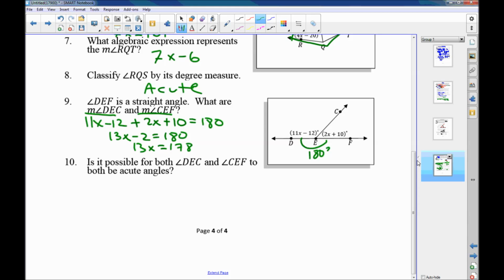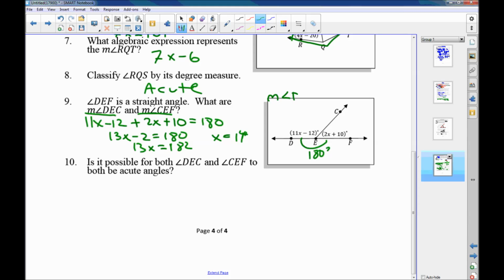And then I'll use the calculator again, 178 divided by 13. And let's see, I should have added 2 onto that, so let's try that again. That's 182. And 182 divided by 13 makes 14. That sounds a lot better answer than I got the first time. All right, so x is equal to 14. What are DEC and CEF's measures?